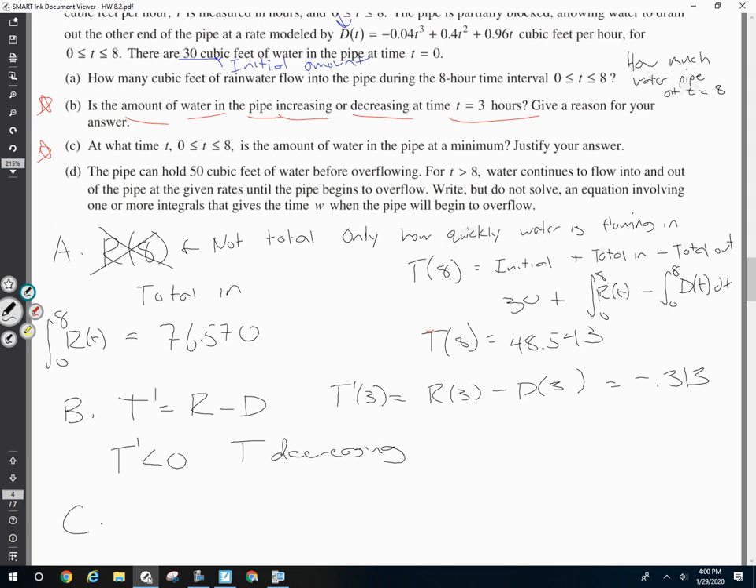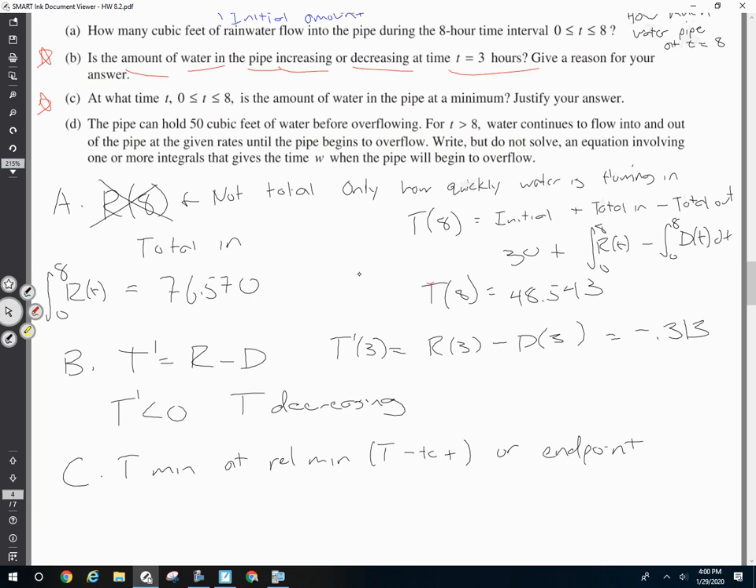Part C. It's asking us, when is the amount of water in the pipe a minimum? Okay. Min for T. We have to do our friend the sign analysis of T prime. T is going to have a min at a relative min where T prime goes from negative to positive, or an endpoint. This is usually how I start every single question where I'm asked to find a max or a min. I don't do any analysis. I just get that statement down right away.